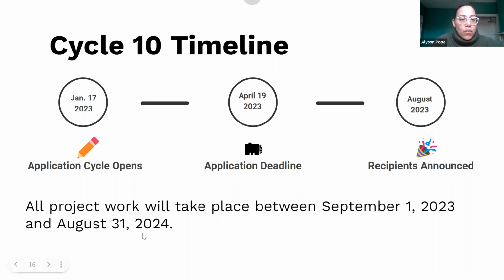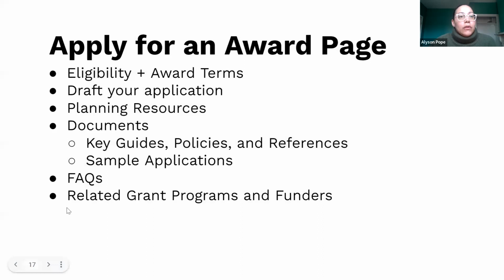The Apply for an Award page has a wealth of information to assist your grant writing process. Of particular note are the template budget documents, FAQs, and a number of sample applications that may help inspire your proposal. We are regularly reviewing the resources we provide and often update these in response to common questions or issues we see.